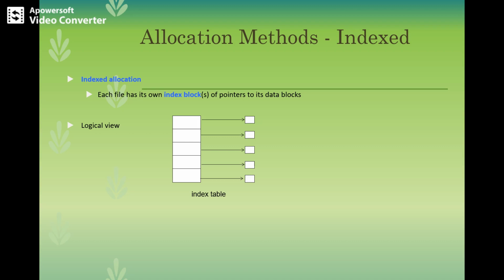To read the ith block, we use the pointer to the ith index block entry, right? And whenever the file is created, all the pointers in the index blocks are set to nil. So this kind of index allocation supports direct access without suffering from external fragmentation, but it does suffer from wasted space. The pointer overhead of the index block is generally greater than the pointer overhead of linked allocation, because you have to store so many pointers together in one location. There is an overhead.